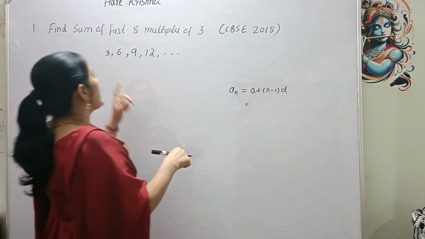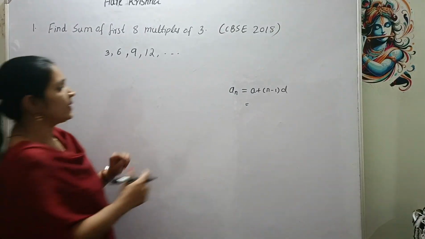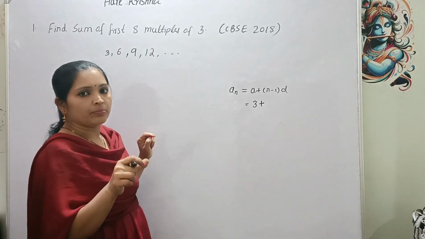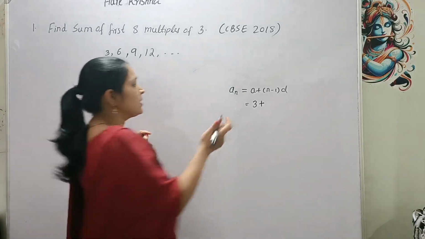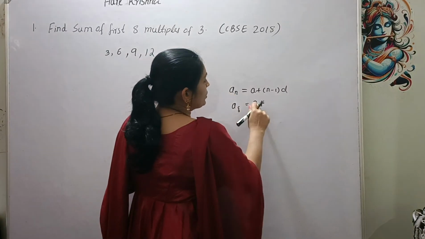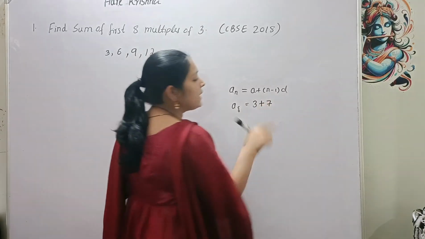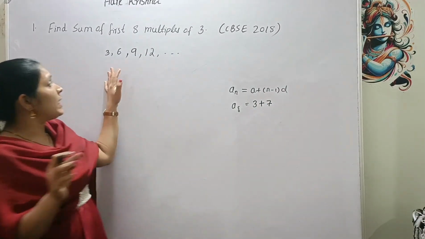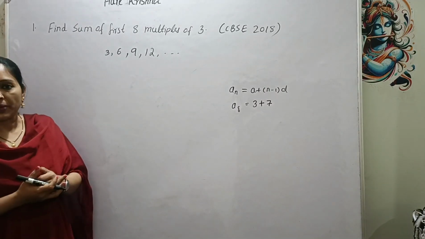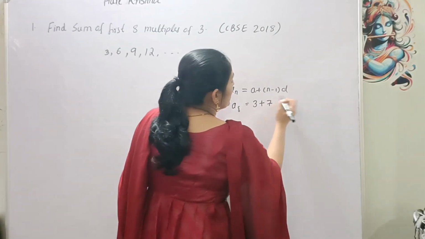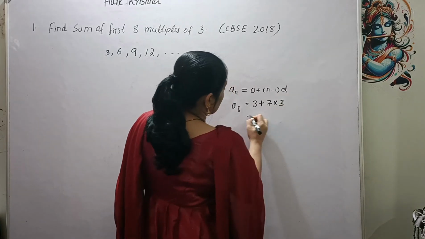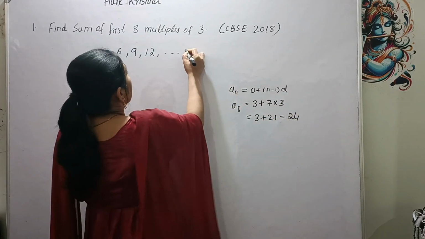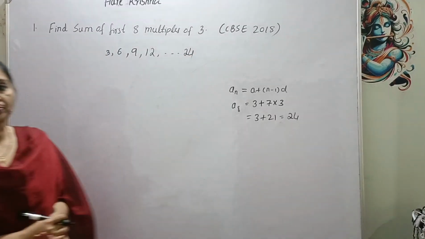So here what is a? A is the first term, that is 3, right? So 3 plus n. N is nothing but 8 because we have to find the 8th term, right? So a8 is equal to 3 plus 7 into d. D is the common difference, that is nothing but 3, because here the numbers are the multiples of 3. 7 into d, d is 3, that is equal to 3 plus 21, that is 24. Therefore, 8th term is 24.